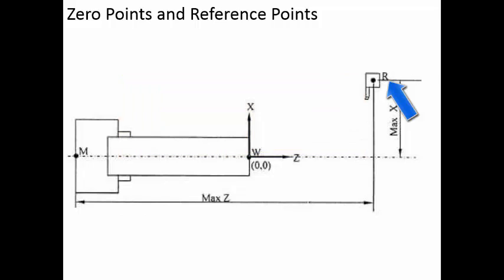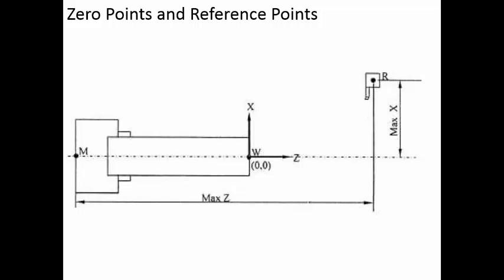Because if you are taking this one as the origin, this will be the positive z axis and this is the positive x axis. The workpiece origin and the machine origin will be in the third quadrant of this particular position. So all the coordinates will be negative. X coordinate will be negative, and z coordinate will be negative.